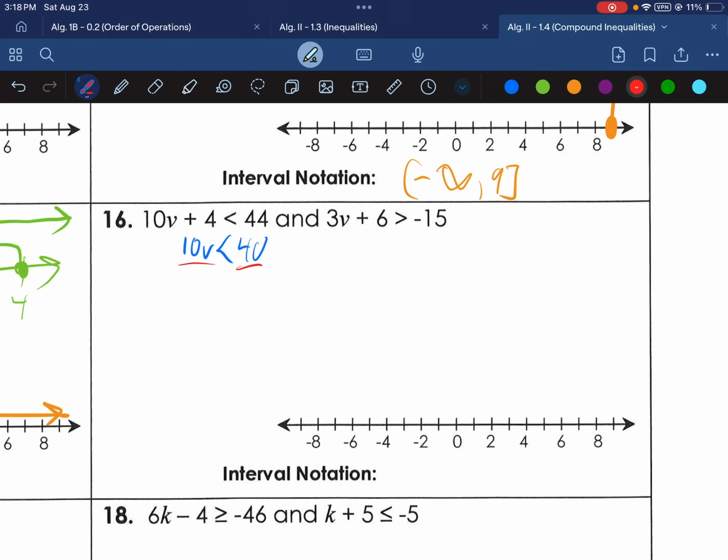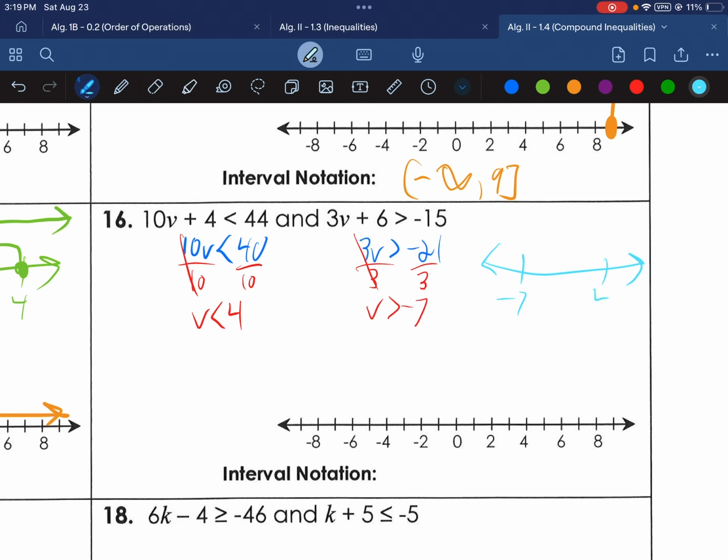Then I'm going to go ahead and divide by 10 and get v is less than 4. My other inequality, subtract 6 and get 3v is greater than negative 21. And dividing by 3 results in v is greater than negative 7. So even though these do go the opposite directions, I'm going to go ahead and do my rough draft though, just in case something is still amiss or up to something abnormal.